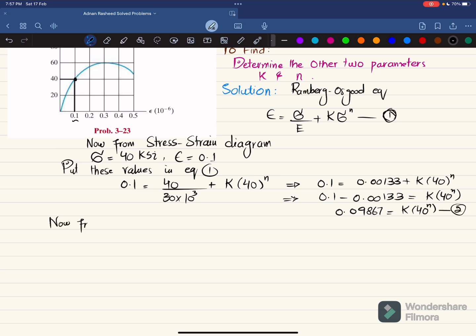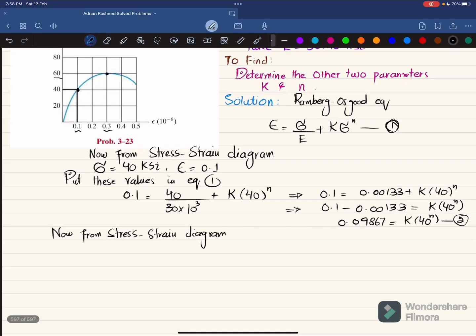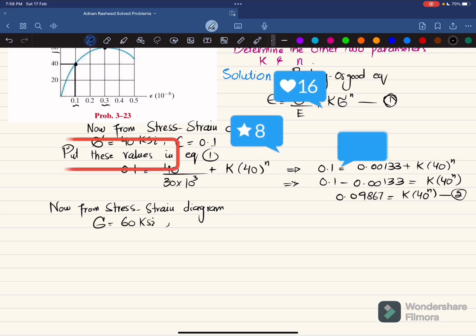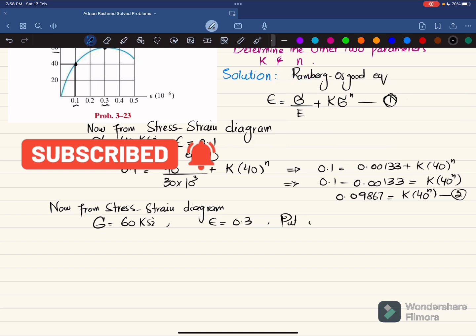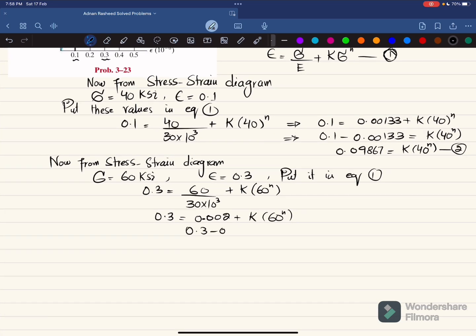Now again, from the stress strain diagram, we will choose another value of stress and strain. So you can see, you can choose this point. You can choose any other one, but these are feasible. So stress is 60 and strain is 0.3. So I will write it, stress is equal to 60 KSI and strain is 0.3. So put it in equation 1 again. So when you put it, you will get 0.3 is equal to 60 divided by E, which is 30 into 10 to the power 3, plus K into 60 power N. And if you further simplify it, 0.3 is equal to 0.002 plus K into 60 power N. And we will get 0.3 minus 0.002 is equal to K into 60 power N. And this term will give you 0.298 will be equal to K into 60 power N. This is your equation number 3.